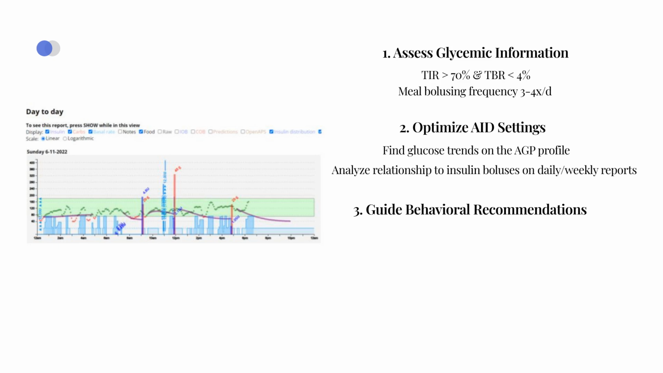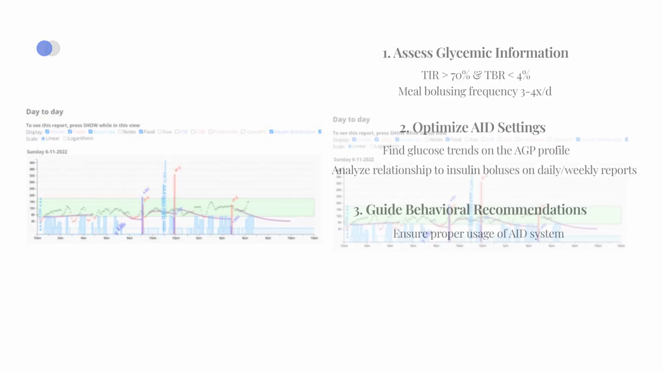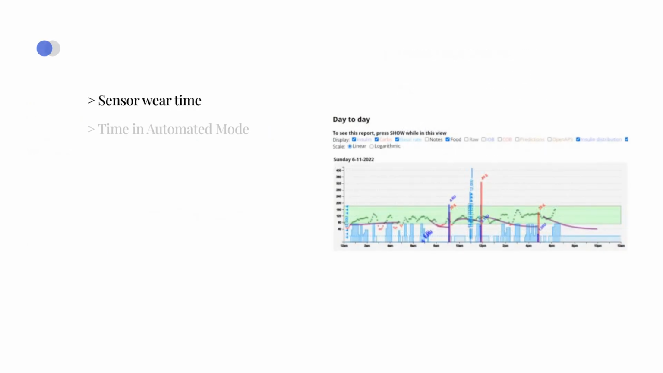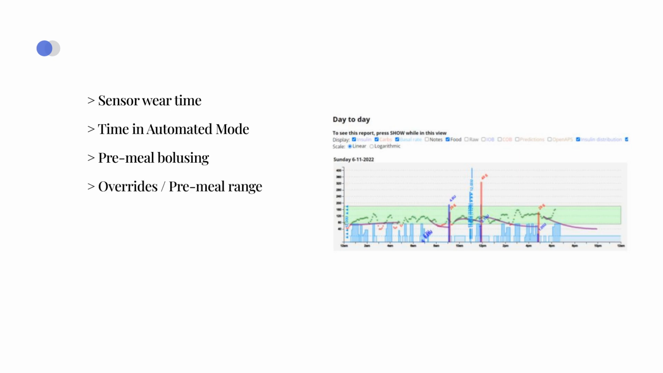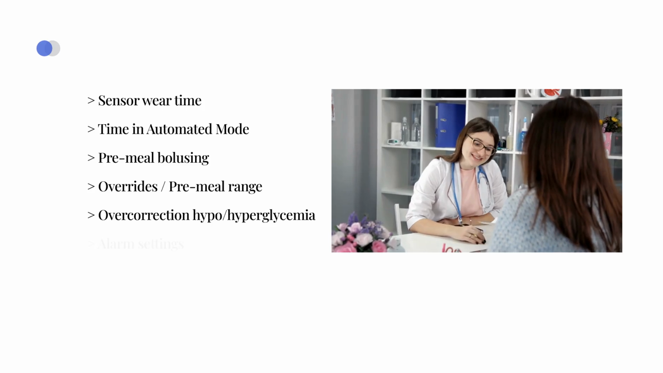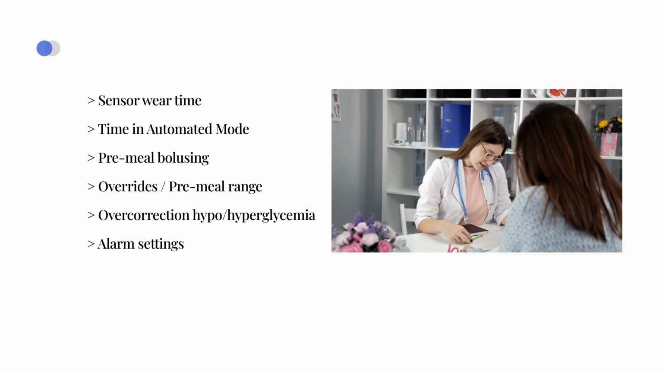3. Guide behavioral recommendations. Ensure proper usage of the automated insulin delivery system in the daily reports. Sensor wear time, activation of auto mode, and adherence to pre-meal bolusing can best be checked in the day-to-day reports. You can also check the correct use of overrides and pre-meal range and evaluate for overcorrection of hypo or hyperglycemia. Also ask about the appropriateness of alarm settings and reminders to avoid alarm fatigue.